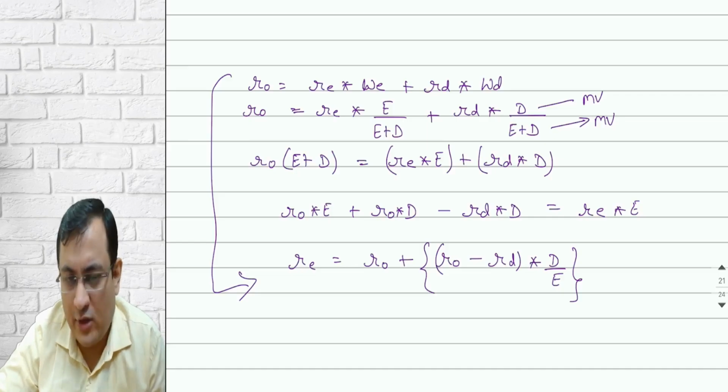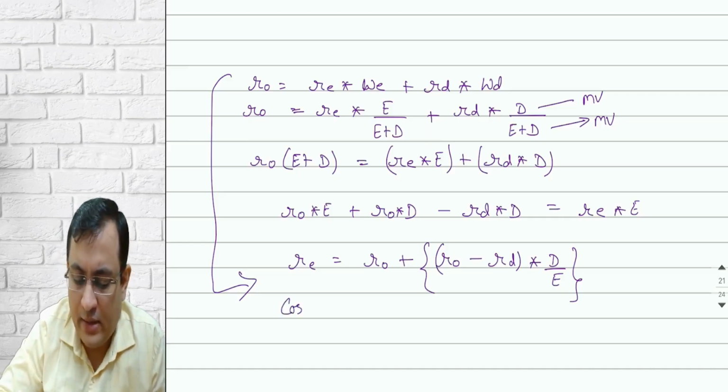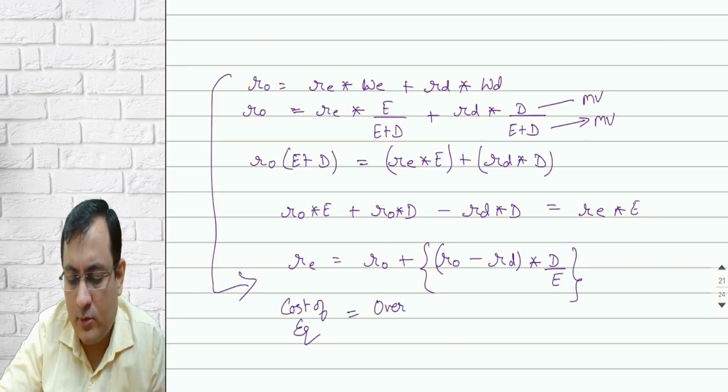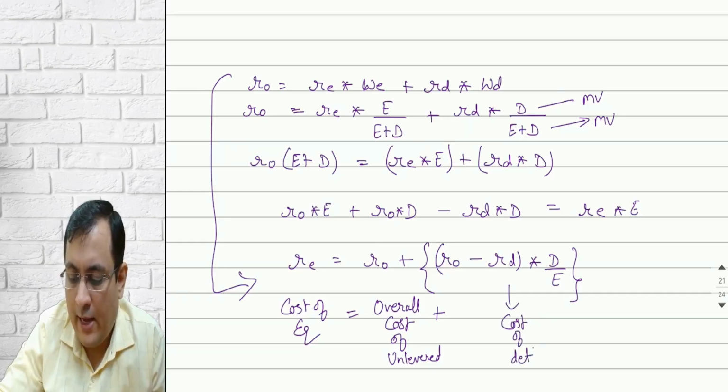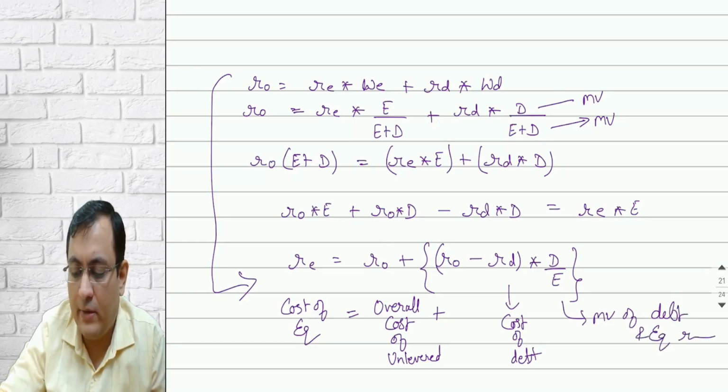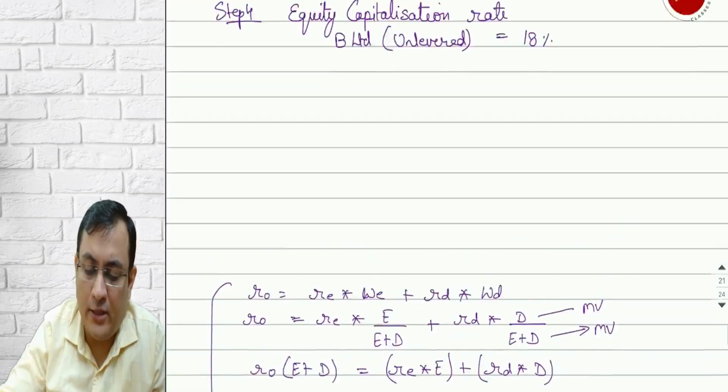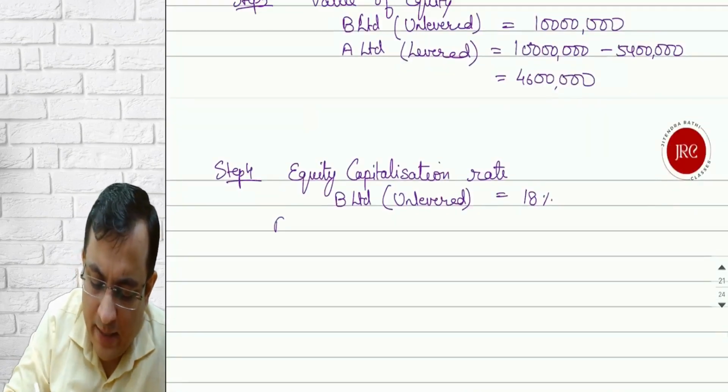So RE, that is cost of equity, is equal to your overall cost of unlevered plus overall cost minus cost of debt. This is your cost of debt. And these are your market values of debt and equity respectively. So let's put this formula for A Limited.